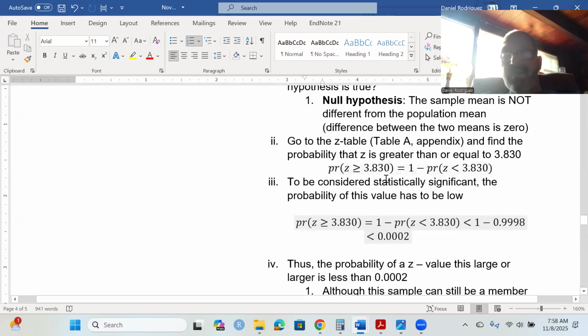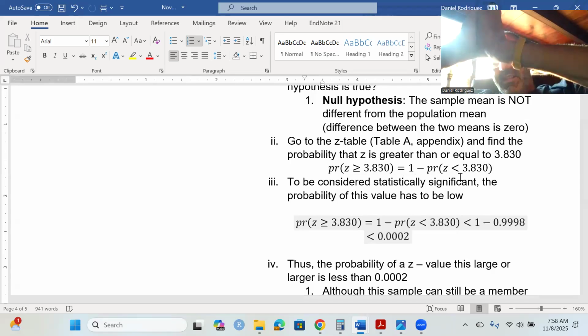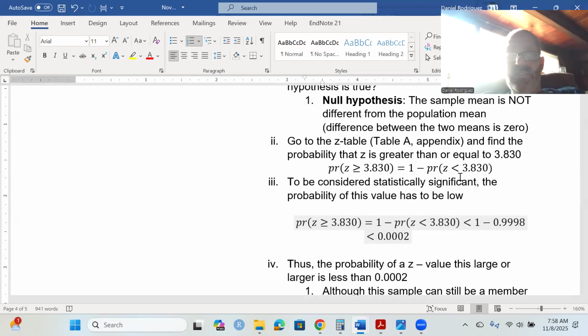But as you know, in our table, we only see the values that are smaller than z, right? So we'll look at the complement here. In this case, I wrote 1 minus the probability of z less than 3.830. I could have written less than or equal to as well, because this is a continuous variable, and the values can be so small that it can be infinitesimally small.